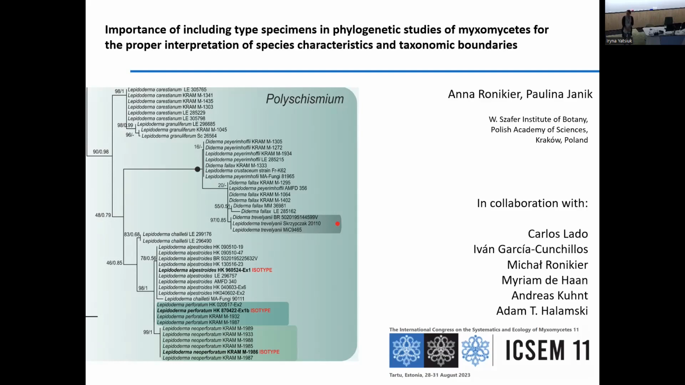Thank you. Cyphoptychium polyschismium. It's not exactly only polyschismium, it's only an example picture. But okay, since I'm a traditional taxonomist, I would like to draw your attention to the importance of including type specimens in phylogenetic studies.